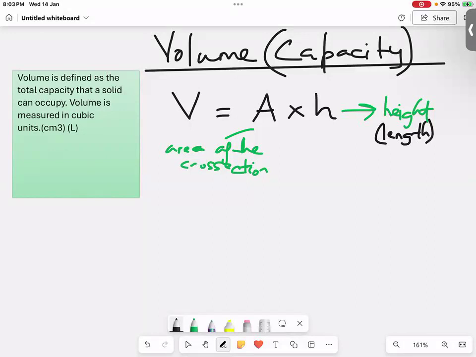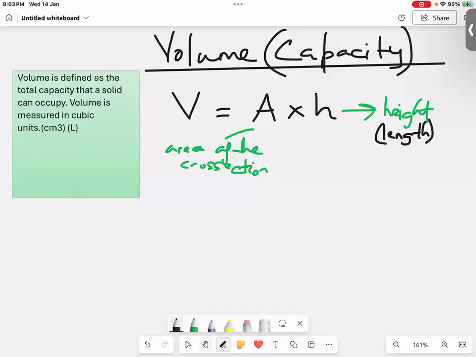So the next question you probably have to ask me is, all right, sir, so A stands for area of cross section, but what is a cross section? I don't know. I've never done math in my life. I'm not a math person. So you need me to explain to you what is a cross section.